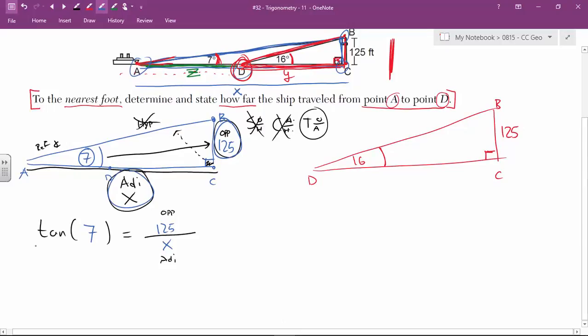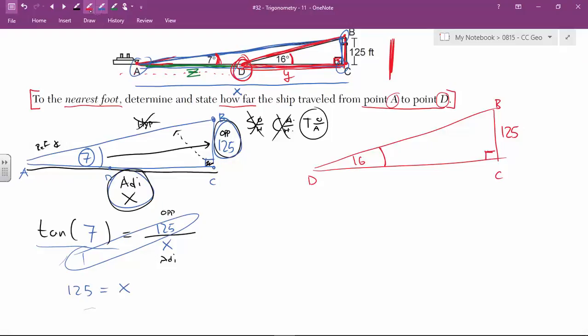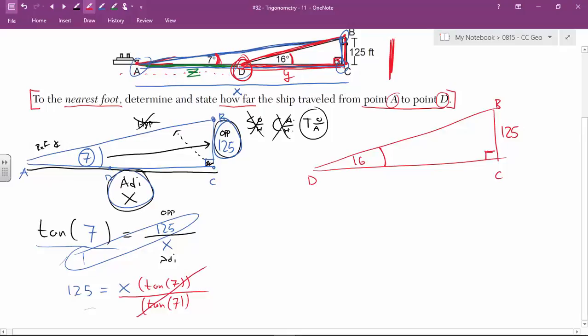So if you do some cross multiplication, put this over 1, you're going to have 1 times 125 is 125. And then this is going to be x times the tangent of 7. Okay? And I'm solving for x, so I want to divide by the thing that's bothering x, which is the tangent of 7. If I divide by that, they'll cancel. So I can see x really equals 125 divided by the tangent of 7.